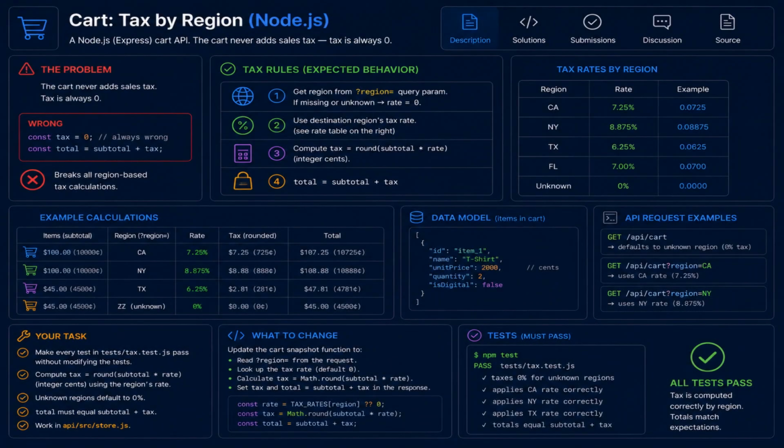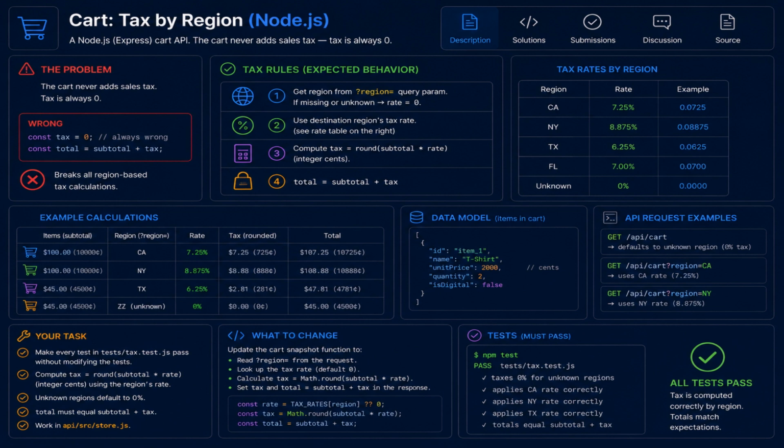Hello everyone, in this video we're tackling a backend calculation ticket on Develow.com. Currently, our e-commerce checkout API completely ignores regional sales tax, defaulting it to 0 for every single transaction. We need to implement dynamic tax logic based on the destination region passed in via a query parameter, ensure proper mathematical rounding, and update the final total.